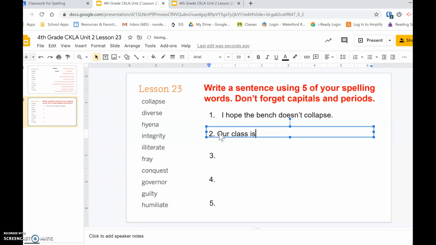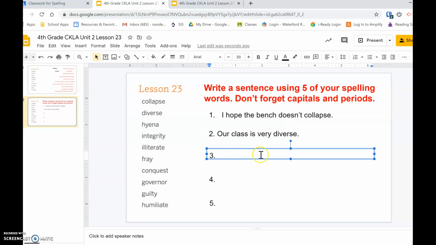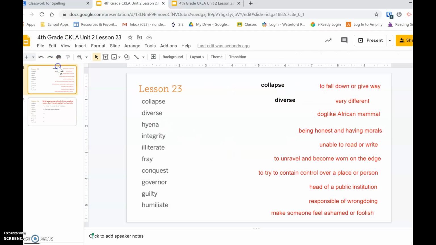Our class is very diverse. That means everybody's different. It's a good thing to be diverse, right? Then you'll continue. You'll write a sentence with hyena, a sentence with integrity, and a sentence with illiterate. And then tomorrow, you're going to do the last 5 words. Okay, good luck. And remember, this screen's going to be in a little bit different order because I'm going to switch it around so that you actually have to be really careful when you're typing the words and definitions. Good luck.